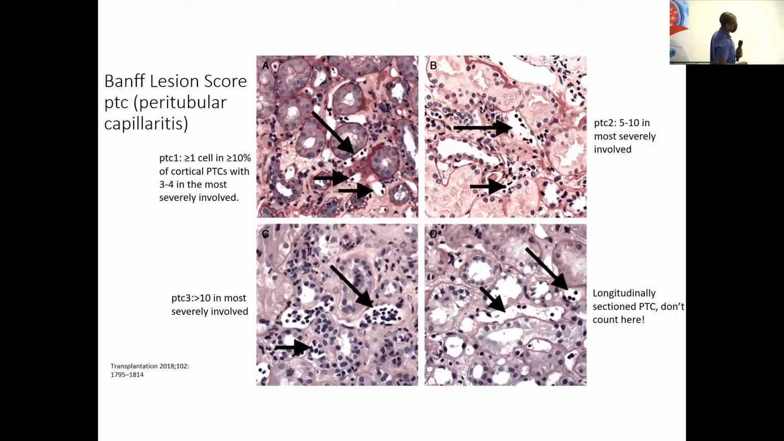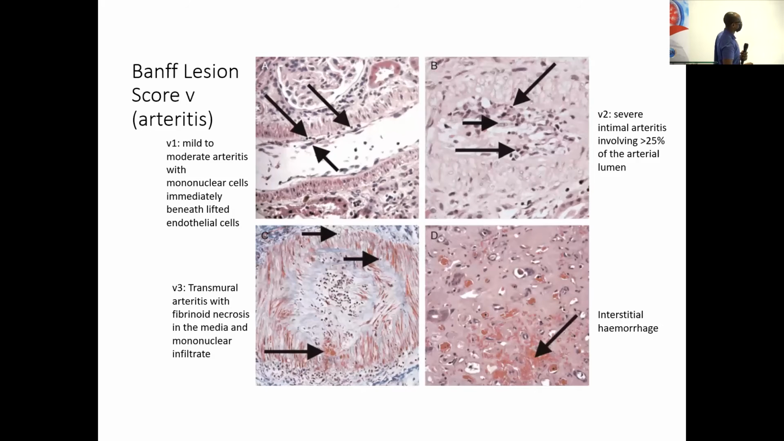These images just show you what we mean by peritubular capillaritis. These are the capillaries that are present in between the tubules. And you literally just count the number of cells in there to determine what score it's going to be, 1, 2, 3, depending on the number of the involved vessels.